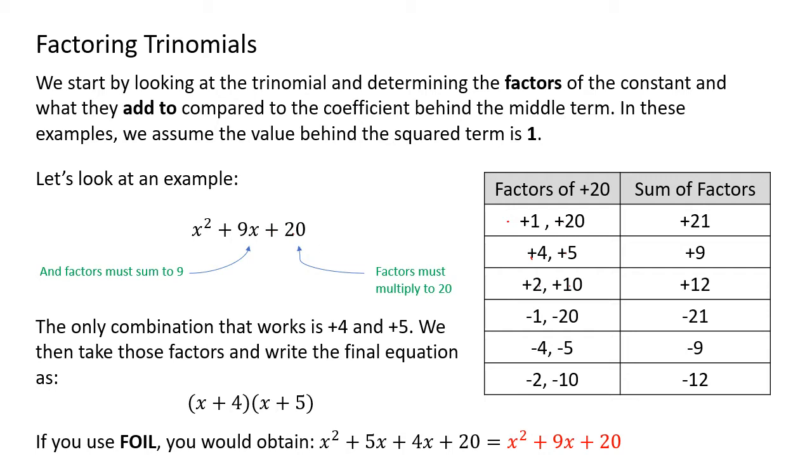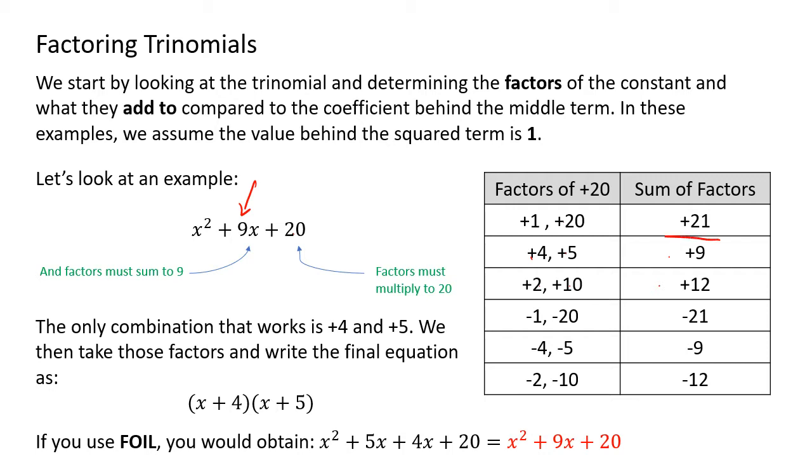Step 2 is you have to look at the number or the coefficient behind the middle term here. Okay? In this instance, it's positive 9. So you take each one of these sets of factors and you add them together. Okay? So your first set of factors, positive 1 plus 20 is positive 21. Positive 4 and positive 5 is positive 9. Positive 2 and positive 10 is positive 12. And then for the negative numbers, you'll see it's the equivalent number as what we calculated for the positive ones, just negative. And the goal is that the sum of them has to equal exactly the number that's sitting here.